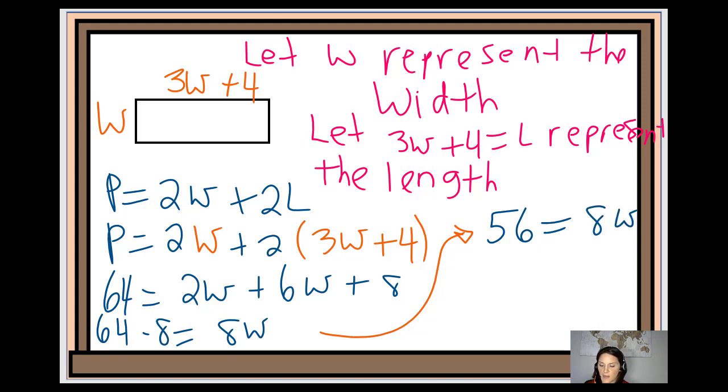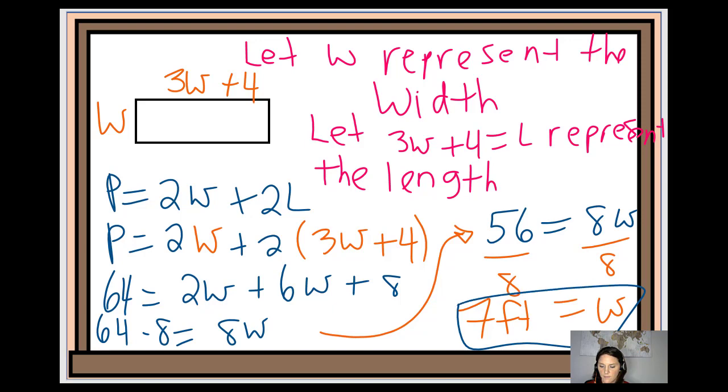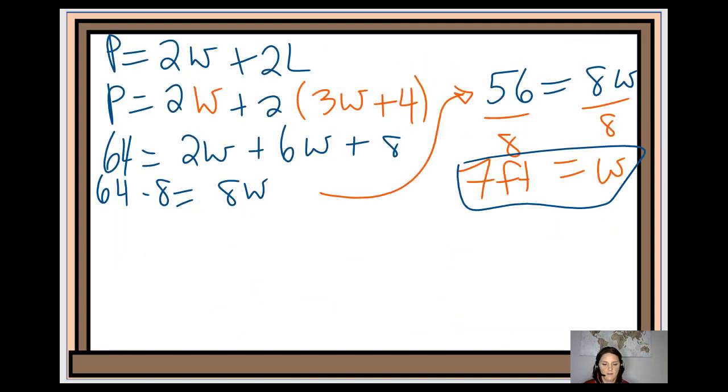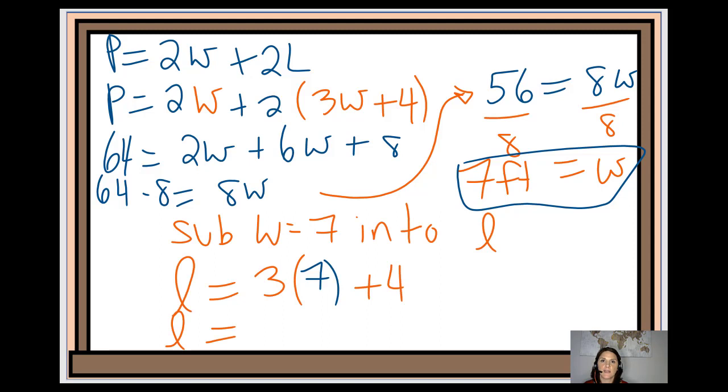I'm going to divide both sides by 8. So the width is equal to 7 feet. The last thing we need to do is substitute the width equals 7 into my formula. So the length is equal to 3 times 7 plus 4. 21 plus 4 is 25. That means my width is 7 feet and my length is 25 feet.